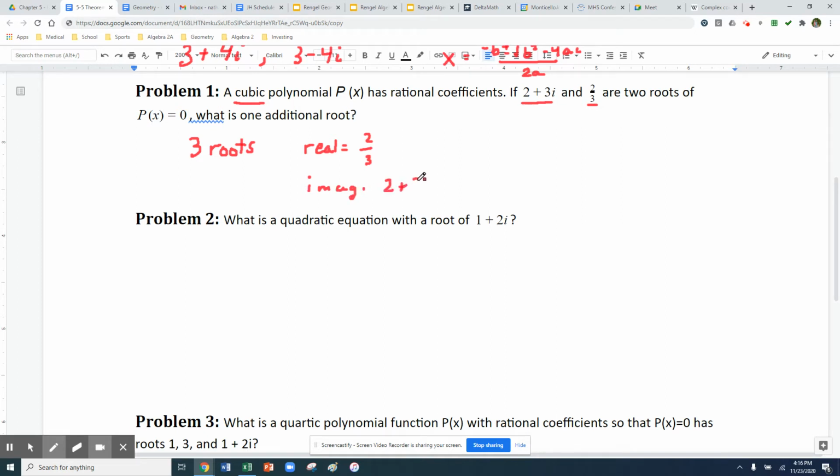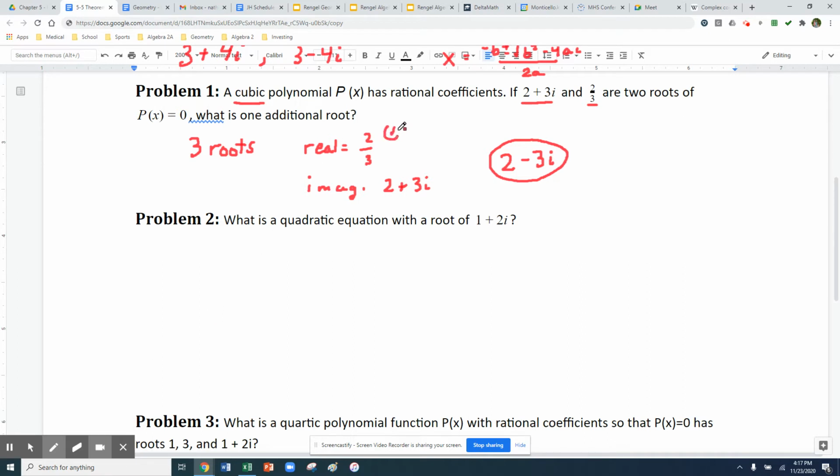Now here's where I can use the conjugate root theorem. If 2 plus 3i is the root, my one additional root is going to be 2 minus 3i. So I'm still using the exact same a and b. I'm just now using 2 minus 3i. So remember, if you have a polynomial with real rational coefficients, then your imaginary roots will come in conjugate pairs. So we got a 2 plus 3i, and 2 minus 3i is going to be my answer that I'm looking for. That's my additional root.